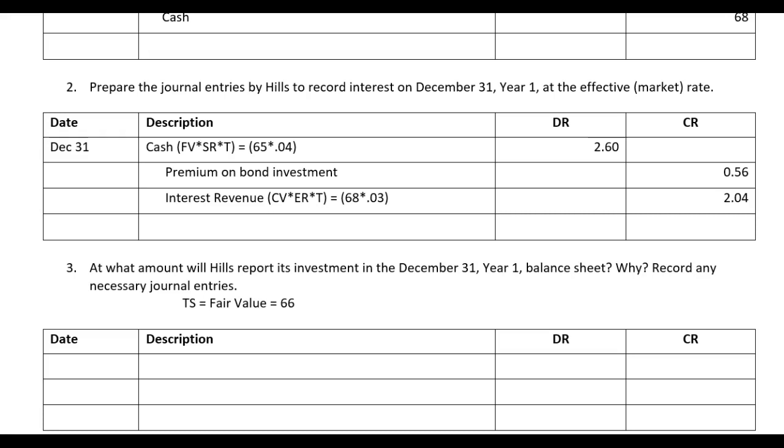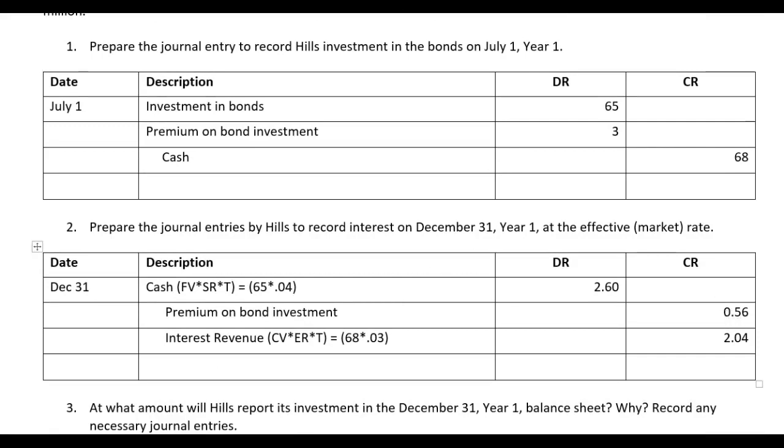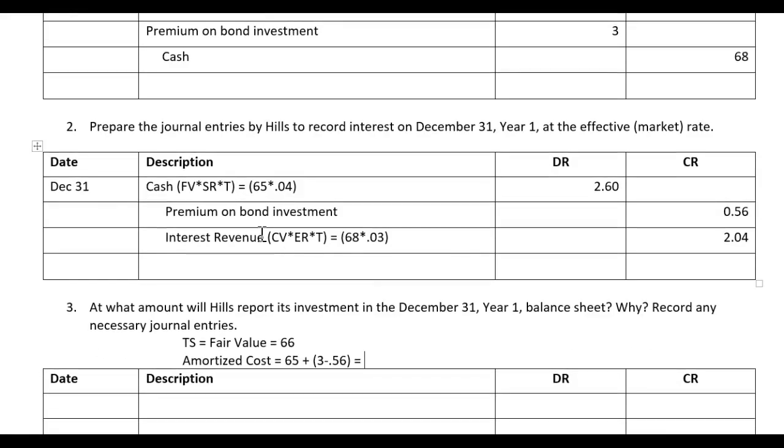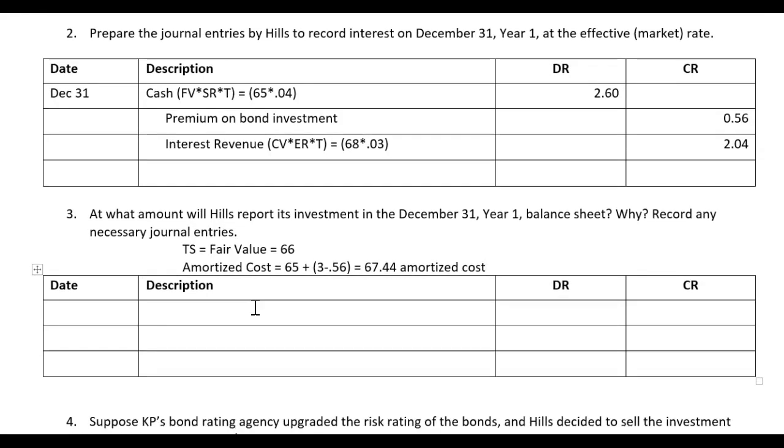Now there's a problem with that. We're currently showing it at amortized cost. Well, what is amortized cost? Well, again, we're going to take our original price, so amortized cost here happens to equal our original cost, our face value of our bond, 65 million, and we're going to net that, and it's going to be a plus in this case because it's a premium, with our actual premium. Now our premium started at 3, but notice we amortized, so we need to subtract 0.56 of that. So if you take 65 plus 3 minus 0.56, what that gives us is 67.44 in amortized cost.